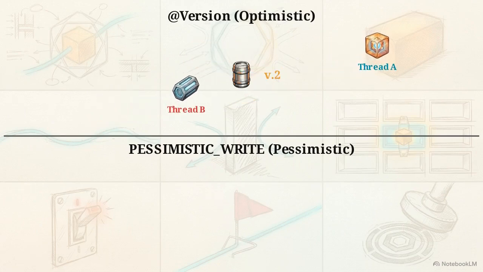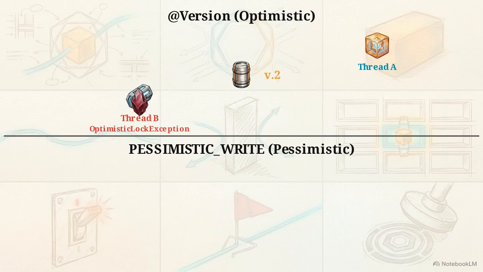Thread A succeeds and increments the version. Thread B fails the check, updates 0 rows, and triggers an optimistic lock exception. This model maximizes raw database performance for low contention environments where data collisions are rare.